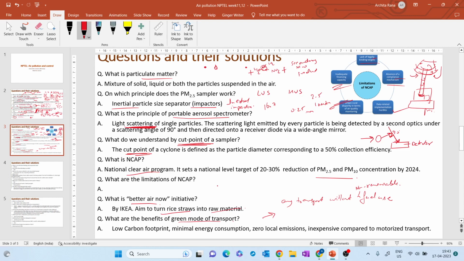So the benefits are a low carbon footprint, so the carbon emission of course will be reduced. Then energy consumption is less because we are not using any fuel, or if the fuel that we are using is electricity, which is renewable. Next, there is no emission, and it's very cheap compared to using bikes or cars or whatever.